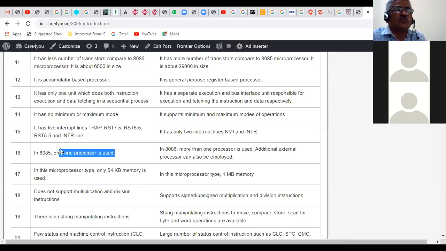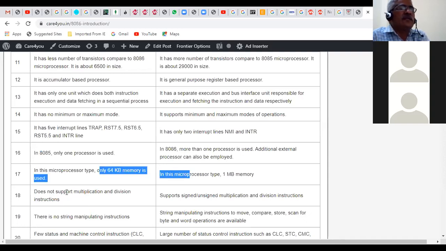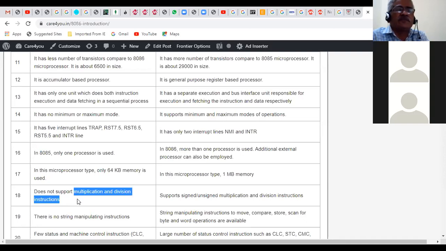The 8085 is used in small applications where you require only one processor. But 8086 can be used for very complex designs where you may have more than one processor. Normally you have processors called IO processors or math processors, or you can have some slave processor also in your design based on the 8086. Then I said about the memory.